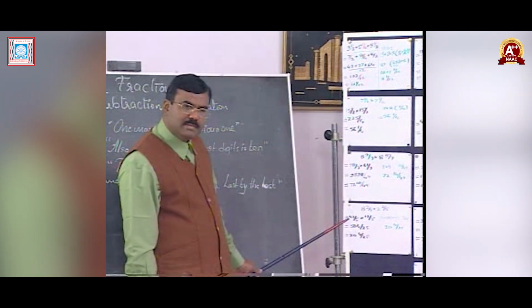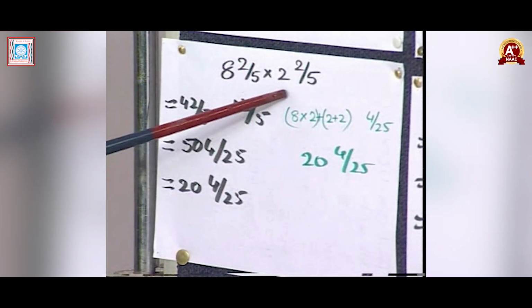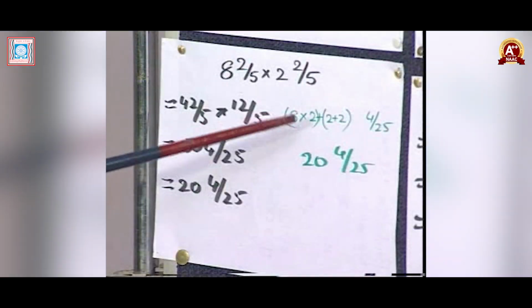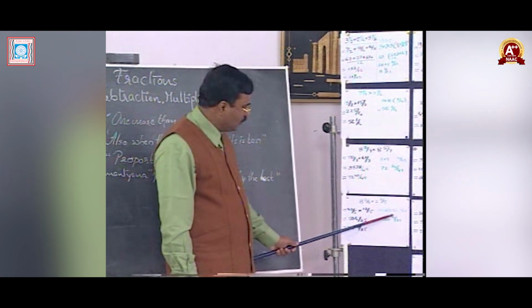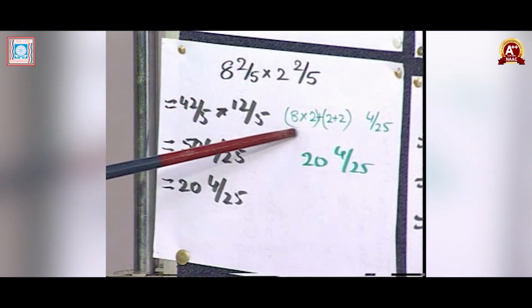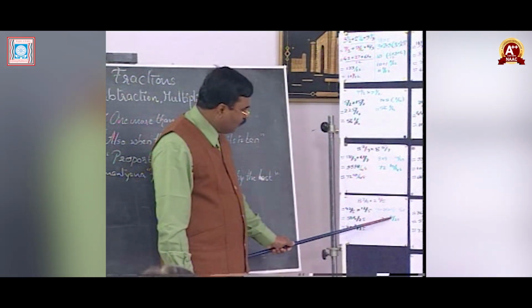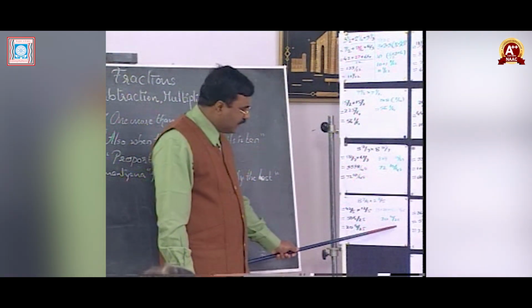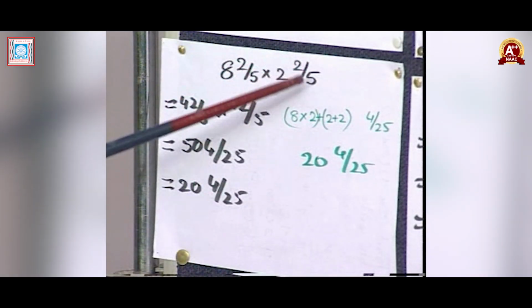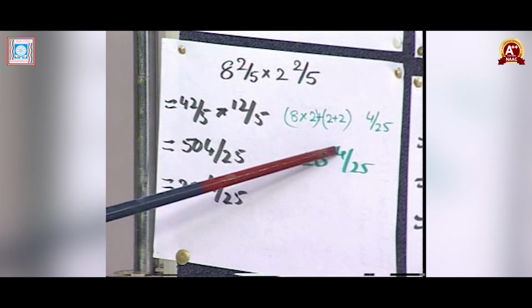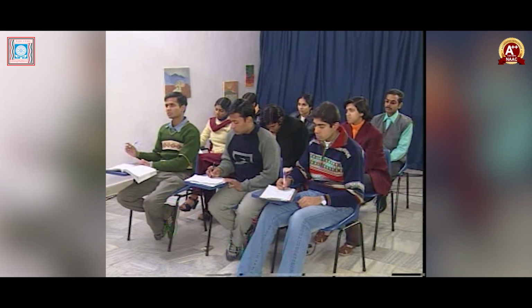If we apply the Adyamantena Antyamantena Vedic sutra for this one, 8 twos are 16. Add the upper values, 2 plus 2 is 4. 4 to be added to the 16, you will get 20, and 2 twos are 4, 5 fives are 25. That means 8 integer 2 by 5 multiplied by 2 integer 2 by 5 gives 20 integer 4 by 25, in 2 steps rather than a total of 5 steps.